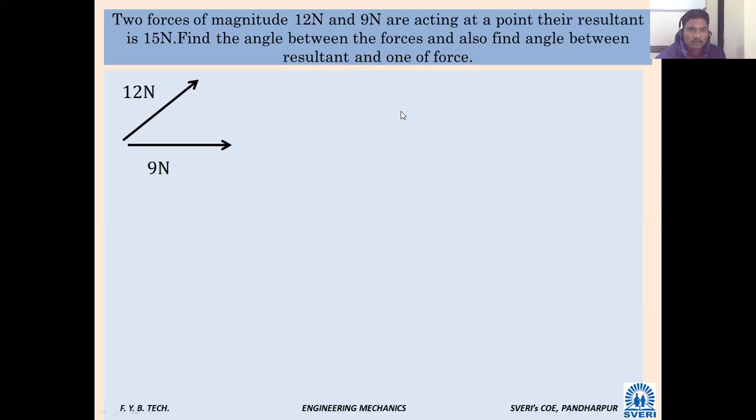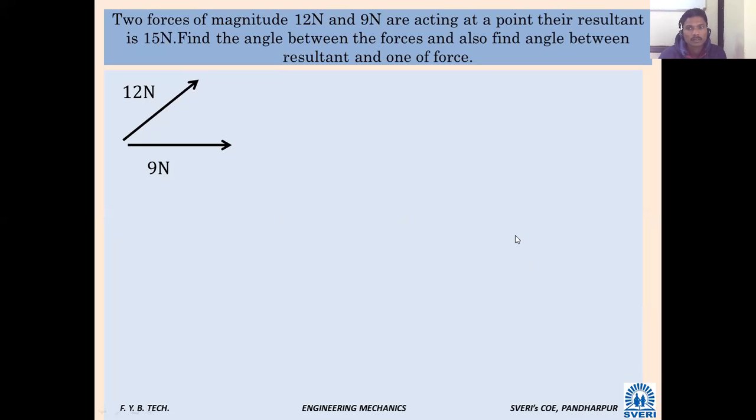Who will take opportunity to read this problem? Two forces of magnitude 12 Newton and 9 Newton are acting at a point. Their resultant is 15 Newton. Find the angle between the forces and also find the angle between resultant and one of the forces.